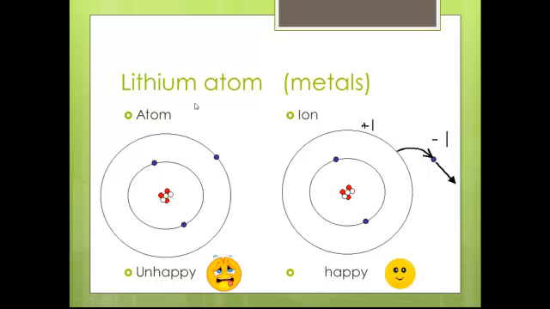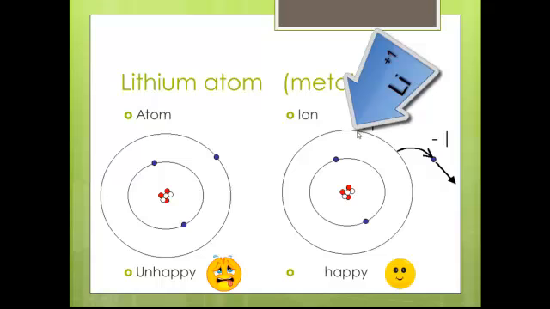We're going to use the lithium atom to represent the metals. This is an atom of lithium and it's unhappy. Why is it unhappy? Well, its first shell has the 2, but its second shell has 1, and that's a long ways from 8. How does lithium become happy? Well, if it loses this electron, then its outermost shell has 2, and the first shell only holds 2, so it's full. It's no longer an atom, though.